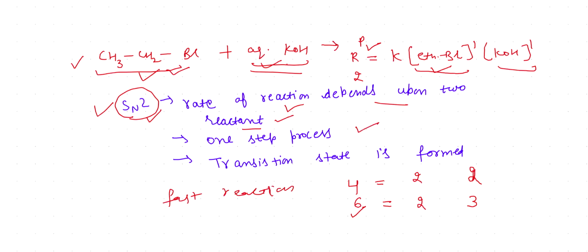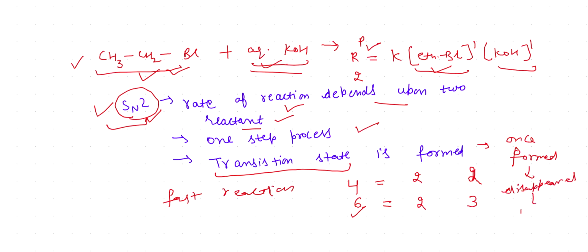In this mechanism, there is also formation of an unstable species known as the transition state, which, once formed, will easily disappear and be converted into the product.